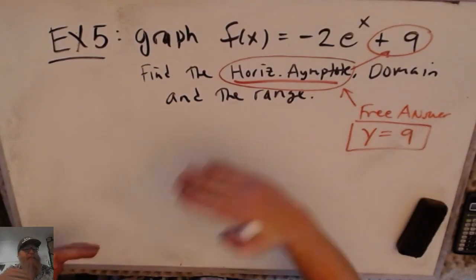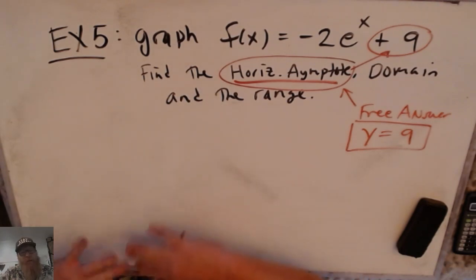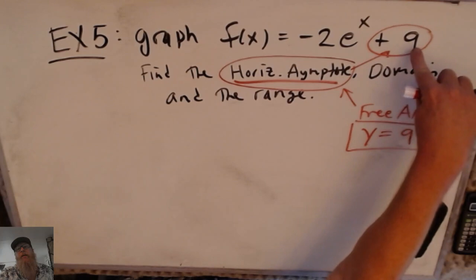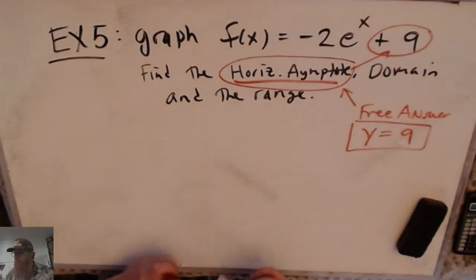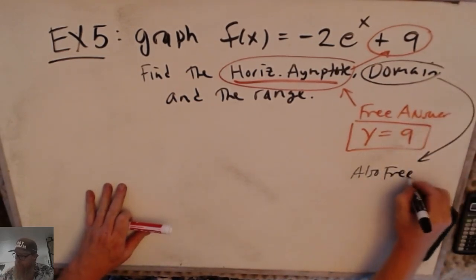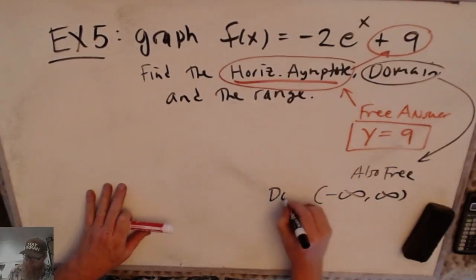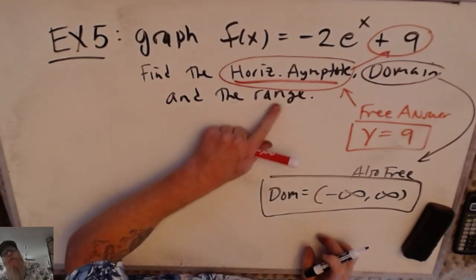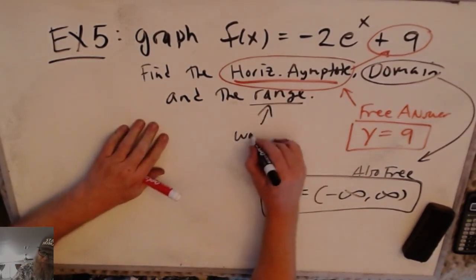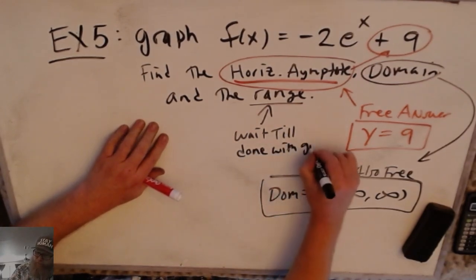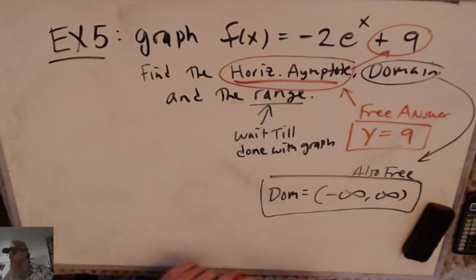The last example did not have a vertical shift. It was in the original position. On the x-axis was y equals 0. So you didn't see it last time, but this time it's clear. Yeah, you have a vertical shift plus 9. A second free answer is the domain. So I'll give you a couple of these answers for free. The only one that's not free is the range. So you're going to wait until you're done with the graph. And then don't forget to come back and answer whatever the range happens to be.